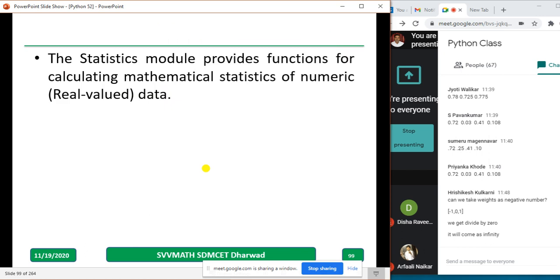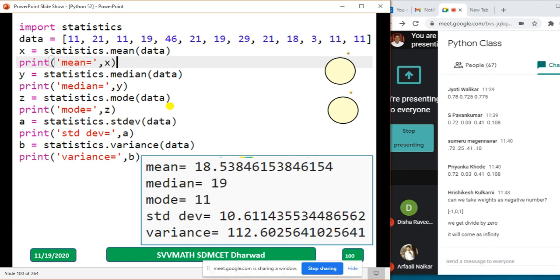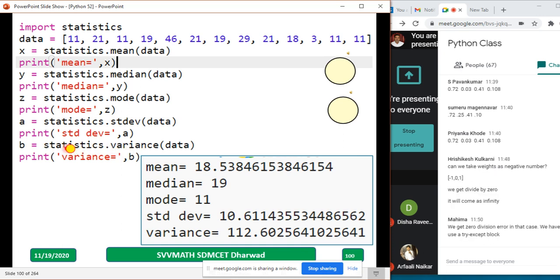The statistics module provides functions for calculating mathematical statistics of numeric data. Let me take this simplest program. I have some data. I am using the function statistics.mean to find out a mean. To find out a median, I am using statistics.median. And to find out a mode, I am using this. Again, to find out a standard deviation, I am using statistics.stdev, standard deviation. And next, to find a variance, I am using this particular function, statistics.variance.